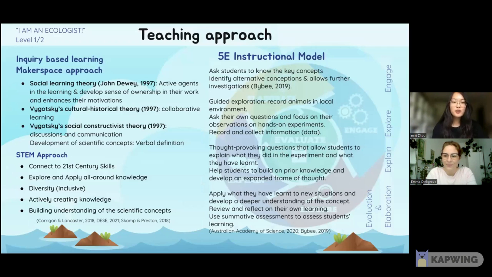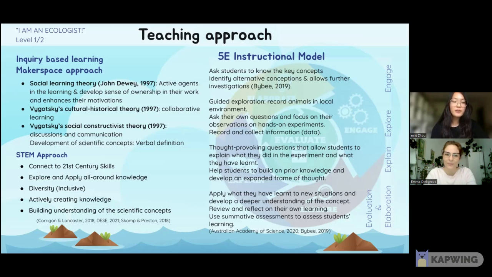The makerspace provides students an opportunity to develop and demonstrate 21st century skills while actively creating knowledge and building understanding of the scientific concepts through the makerspace approach, which is a part of inquiry-based learning. We focus on a student-centered way and provide active agents in their learning, while enhancing their motivation and developing a sense of ownership of their work, which refers to social learning theory.